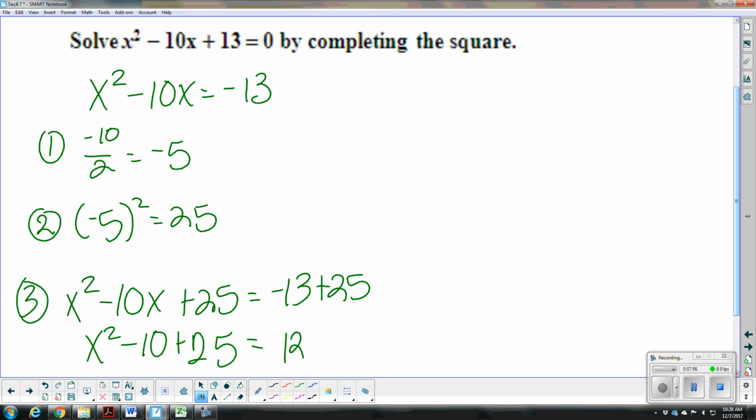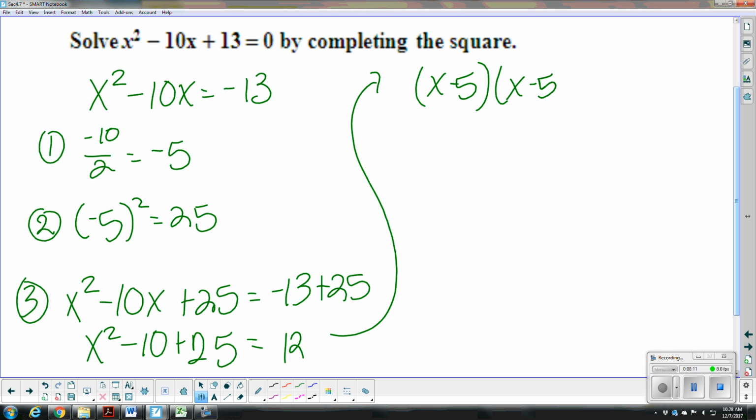All right, now my next step is to write as a square of a binomial, so I can do that on my left side. So I'm going to continue up here. So I get x minus 5 times x minus 5 equals 12, which is the same as x minus 5 squared equals 12.